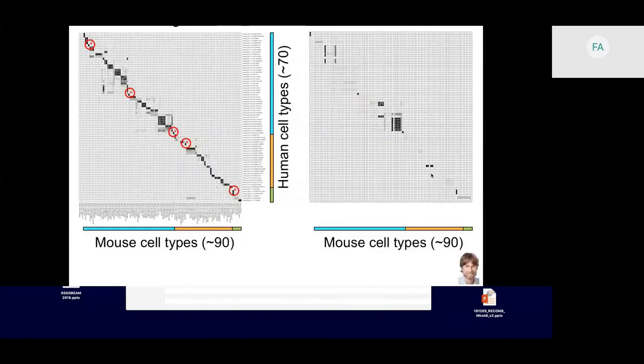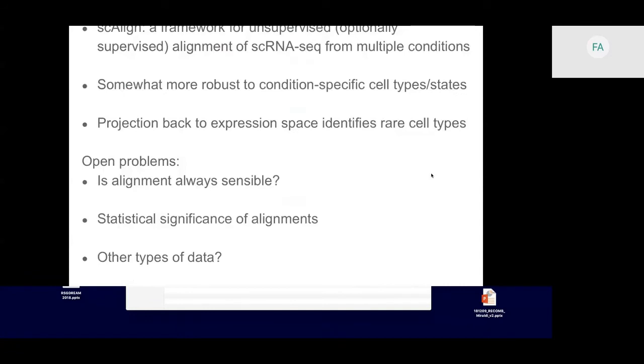So just to summarize, SCA line is an unsupervised framework for doing alignment, although I didn't get a chance to talk about it, it can actually use labels or partial labels or even overlapping labels. It seems to be somewhat robust to the existence of condition-specific cell types, and it allows us to project cells from the joint embedding back to the original gene expression space to do some simulations of differential gene expression.